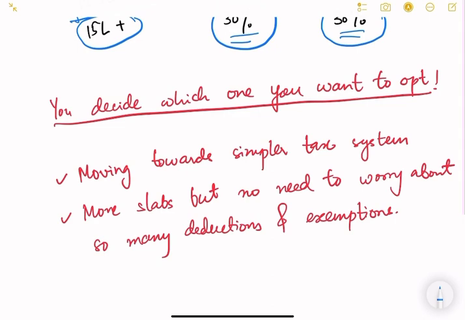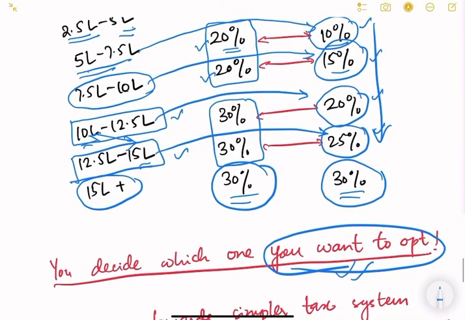But in the new tax regime, you don't get a lot of exemptions and deductions, that you have to keep in mind. So you have to decide which one you want to opt for. Because on one hand, you are losing certain exemptions and deductions, but on the other hand, you are also paying less income tax because of the lower rates and more slabs. So you have to see in which regime you will pay less tax, and depending on that, you have to decide. The government allows you to choose whether you want to file your income tax return in the old tax regime or the new tax regime. As of now, it is allowed.